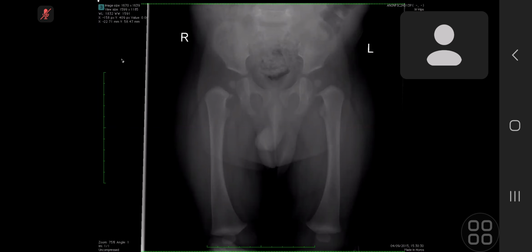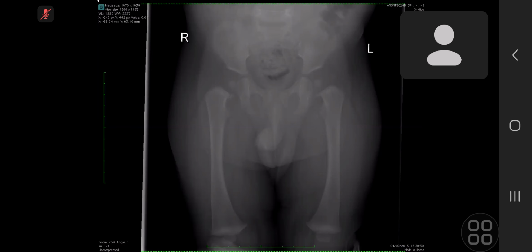So there are no obvious fractures. I'm just looking for any obvious bone lesion, which again I can't seem to appreciate. Looking at the femoral heads, to see that they look relatively symmetrical. I can't appreciate any sclerosis of the epiphysis, shall I say, of the femora.